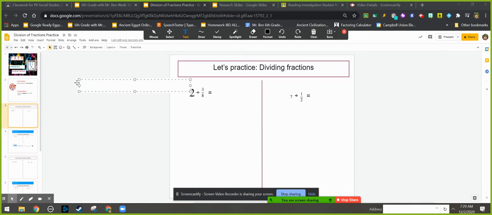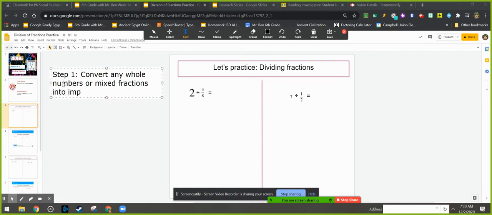So the first step, step one, is we need to make sure that we convert any whole numbers or mixed fractions into improper fractions. That is absolutely step one.